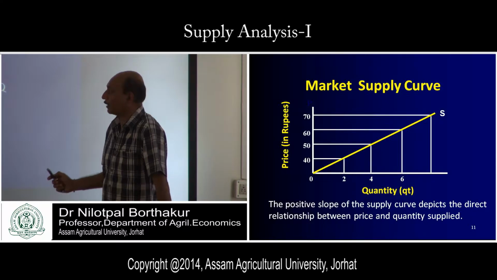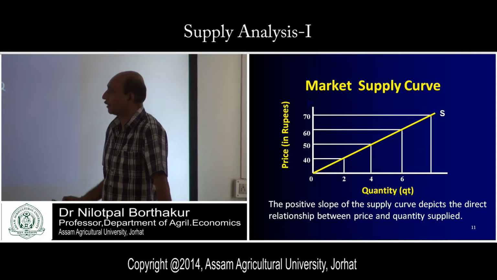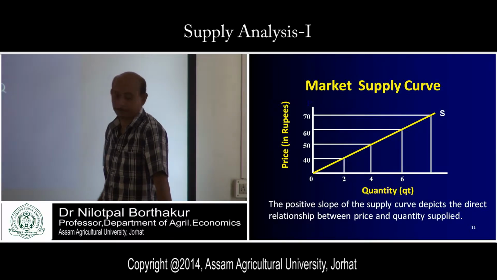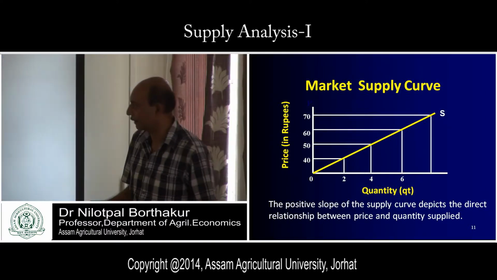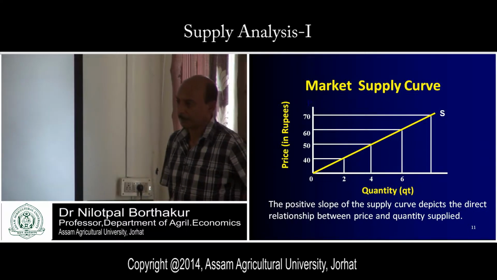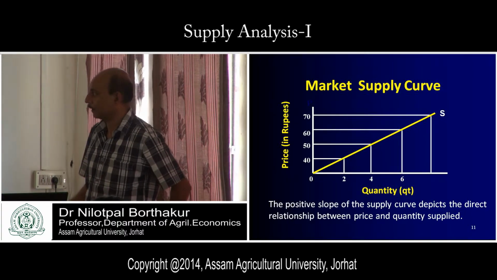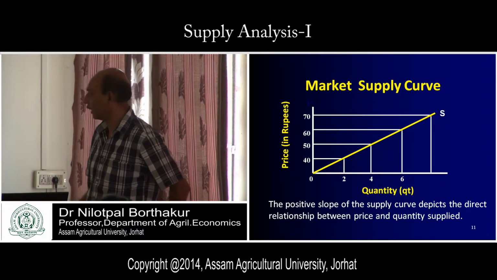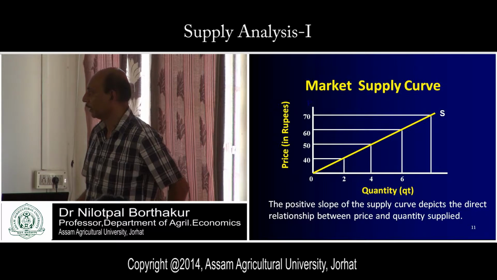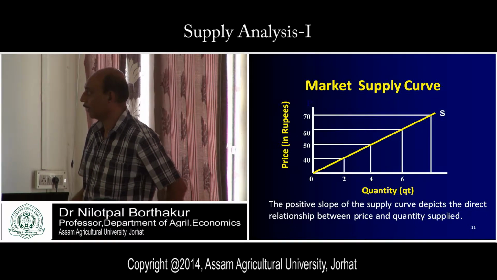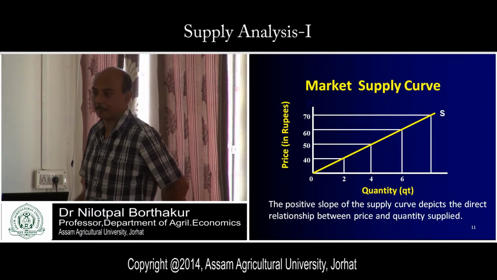This is a market supply schedule, and this positive slope of the supply curve depicts the direct relationship between price and the quantity supplied. And in case of the individual supply curve also, this shape will be like this. You will get a similar slope, similar shape. You represent price on the y-axis and quantity supplied on the x-axis. For increased quantities, the supply will be increasing. If we go on increasing the price of the commodity, that will make more commodities offered for sale in the market.